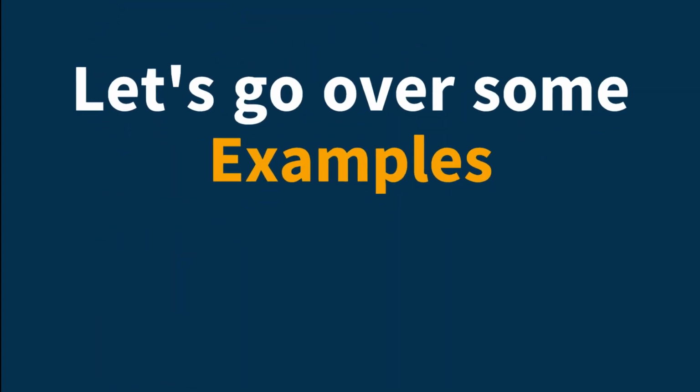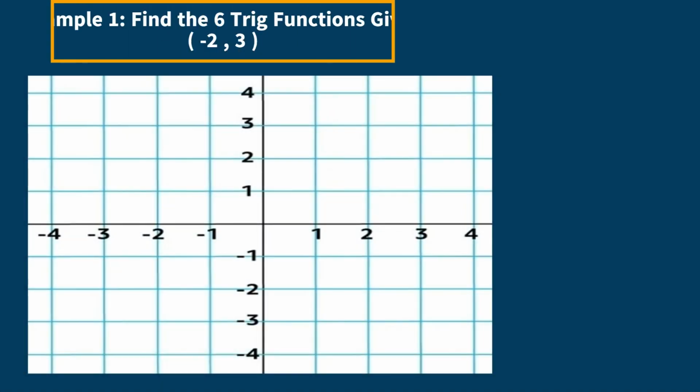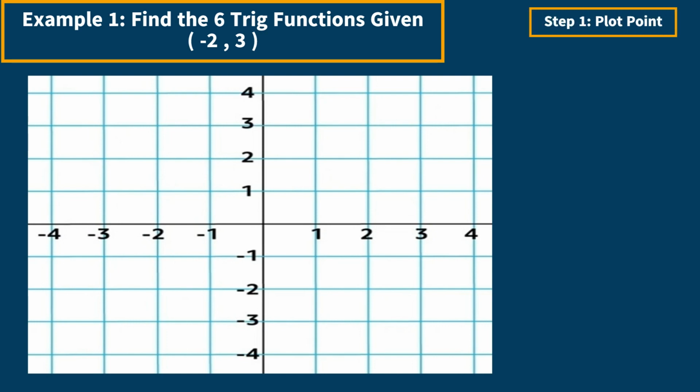Let's go over some examples. Example number 1. Find the 6 trig functions given the point -2, 3. First, what we want to do is plot the point. -2, 3 is going to be up here. And now, let's draw a triangle.